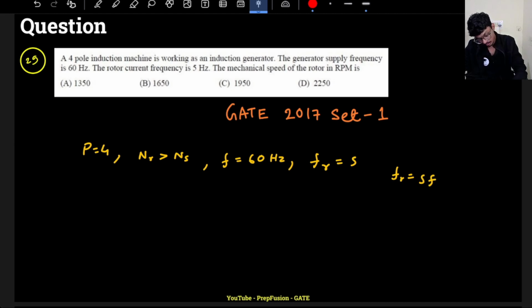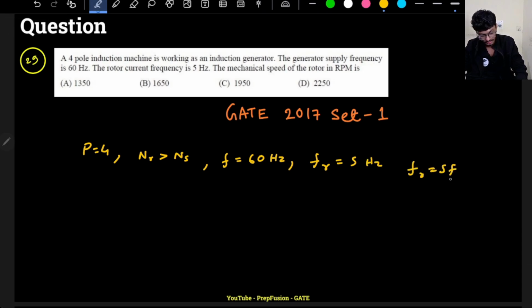So remember, if you ever tend to get confused, you write fr equals 5 hertz and you write the basic formula. In normal motoring mode, we know it is equal to sf. You write this equals to, what is s? s is (ns minus nr) divided by ns, into f. What is f by ns? They have given me the supply frequency as well.